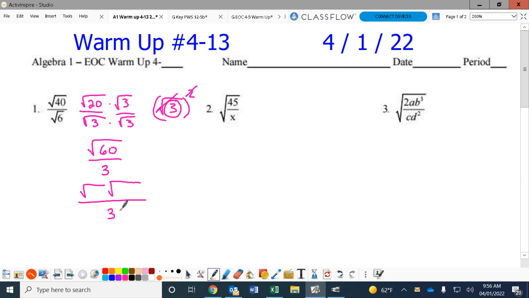Guys, grab your calculator, start dividing. Your list is 4, 9, 16, 25. It's the same numbers we had on the last one. Out of that list, what goes into 60? 4. How many times does 4 go in there? 15. There we go. And what is the square root of 4? 2. So that's going to make it 2 square roots of 15 all over 3.